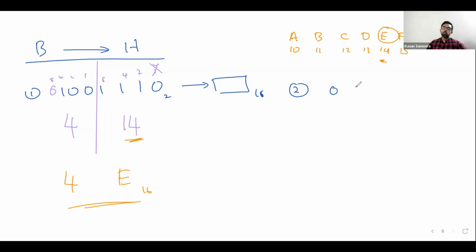0110111011. As we are converting into hexadecimal, count it from the right hand side. 1 2 3 4.